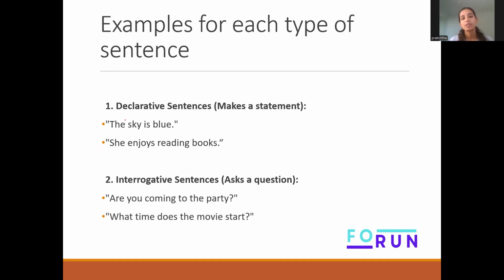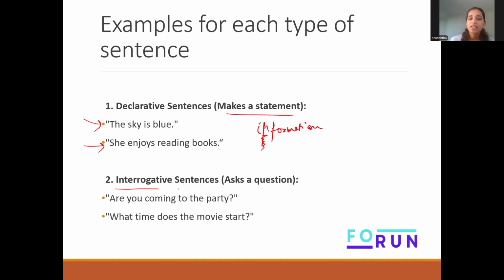Now, here are some examples. First is the declarative sentence that usually makes a statement. So, the sky is blue. She enjoys reading books. It's just normal statements that are telling us about something, right? So it's sort of giving info. So it is giving us information, right?